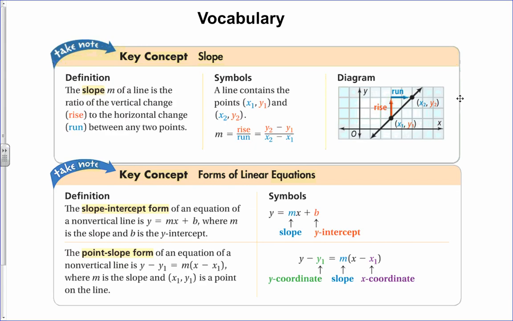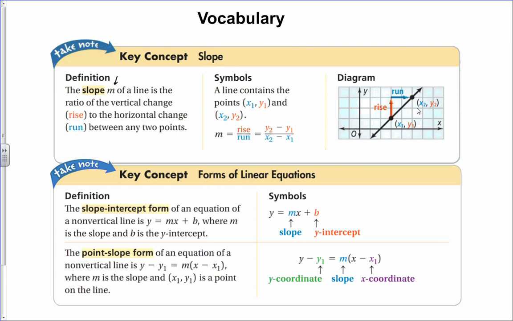Alright, here's your vocab. I know it's a different format for the vocab this time, but I wanted to give you a diagram so I can explain some of these. First word is slope. The slope, which is represented by m of a line, is the ratio of the vertical change, known as the rise, to the horizontal change, known as the run, between any 2 points.